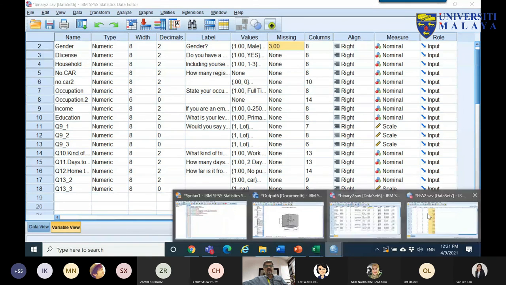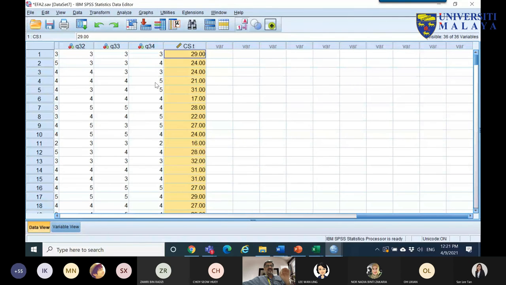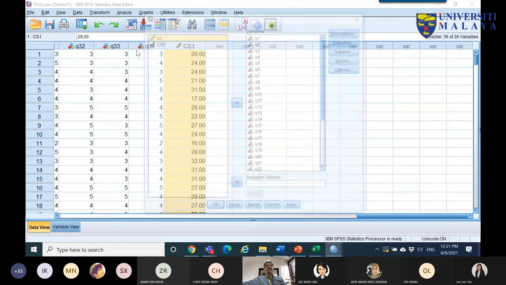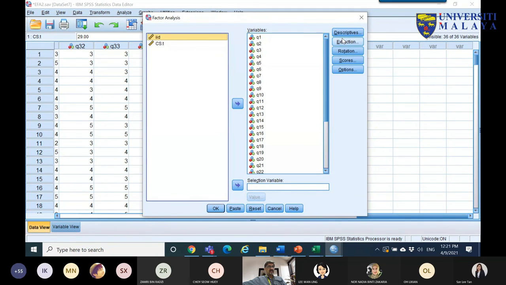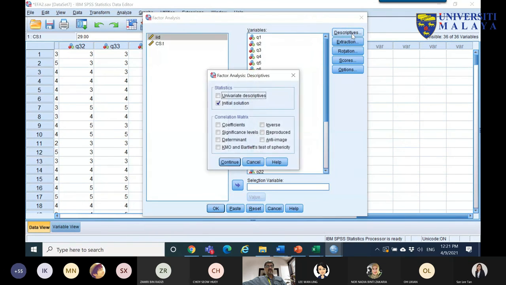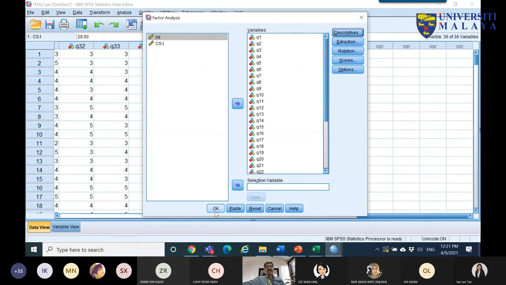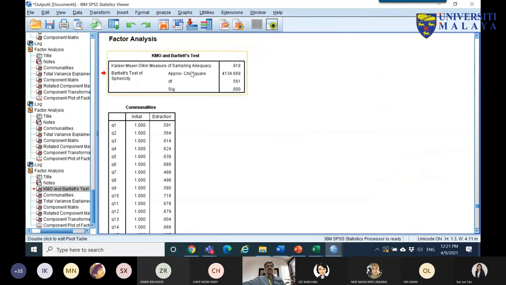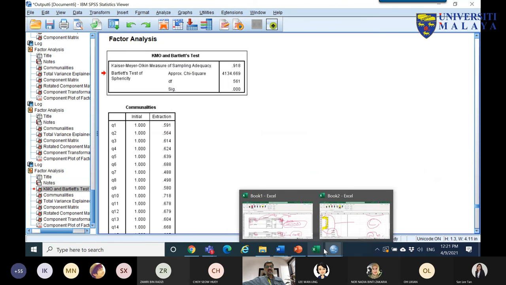One of the assumptions of the factor analysis is the existence of adequate variance and covariance in your data. So how can we check it? When you run the factor analysis under descriptive statistics, you can see here there is a KMO and Bartlett's test of sphericity. When you run this test, it's very important that first, the KMO should be above 0.6.